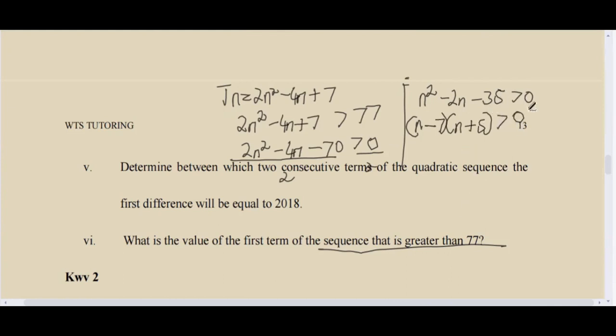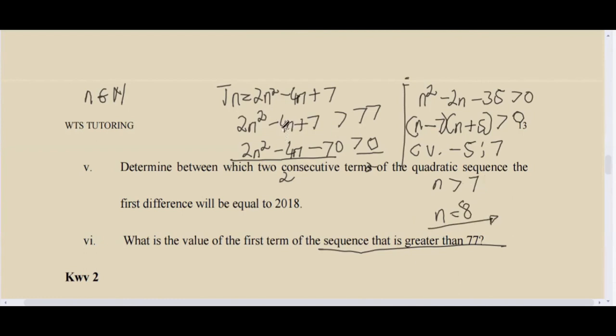Right. But then since we are looking for greater than, we want to say our critical values are negative 5 and also 7, right? So we know negative 5 cannot be part of it because once again, n must be an element of natural numbers. Negative 5 is not a natural number. So that means our value must be n greater than 7, right? So what is the value of the first term of the sequence that is greater than 77? If n has to be greater than 7, that means the first value that will have a value that is greater than 77 is actually 8. So that's the next integer after 7, right?